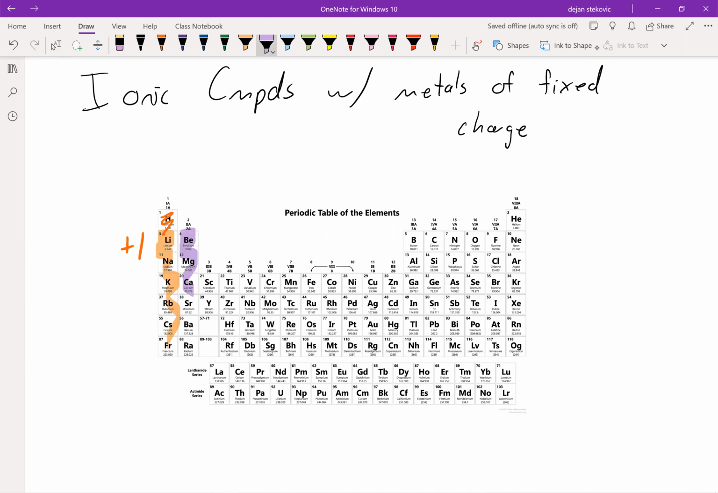Everything in row 2 will be +2. And then everything here in row 3, it's aluminum that's +3. The rest of them are generally +3, but not always. And then there's two more exceptions. There's zinc. Zinc is almost always 2+, so we're going to say that it only has that charge. And silver. Silver has a charge of +1. So those are the metals that will always have a fixed charge.